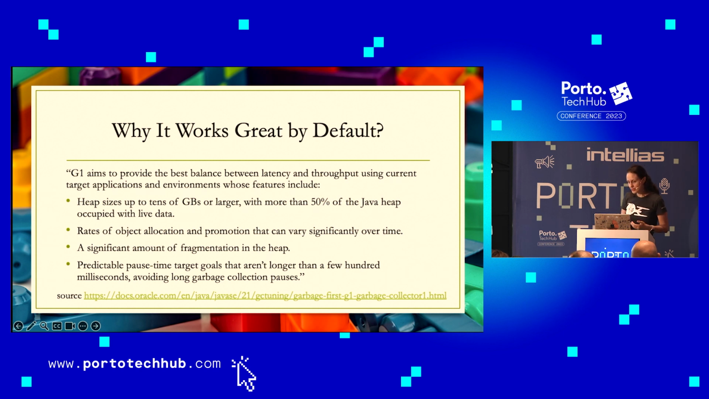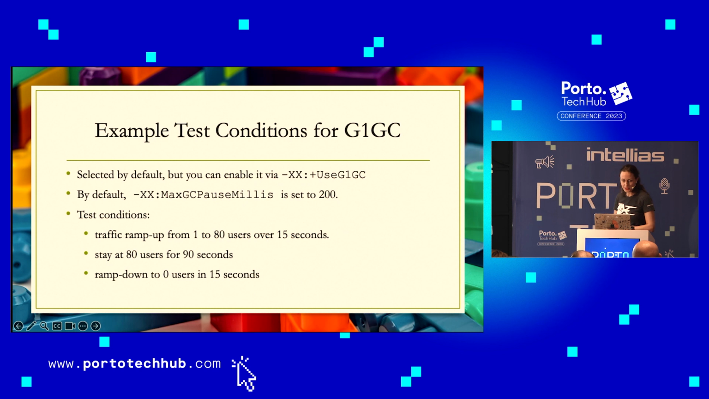So, given that it varies a little bit, of course I had to start my test somewhere. The test conditions that I used: in the first test, it was selected by default, and by default, max GC pause is set to 200, so the hint is that the GC pauses should be less than 200 milliseconds. Now, the test conditions, as said earlier, traffic ramps up from 1 to 80 over 15 seconds, stays at 80 for 90 seconds, and then ramps down to 0.